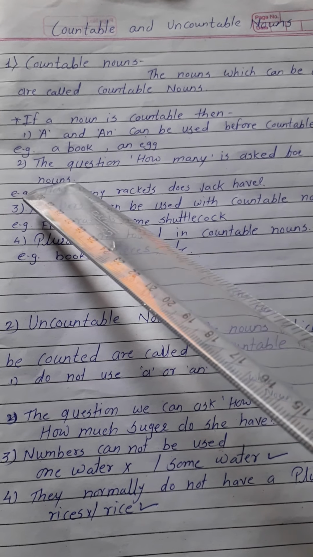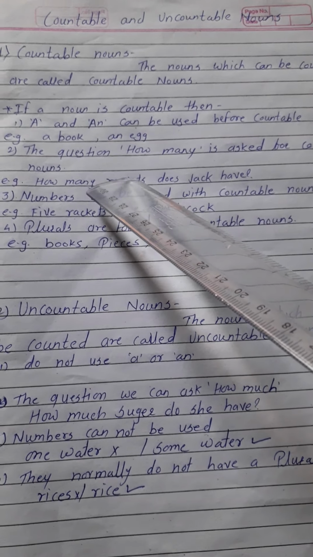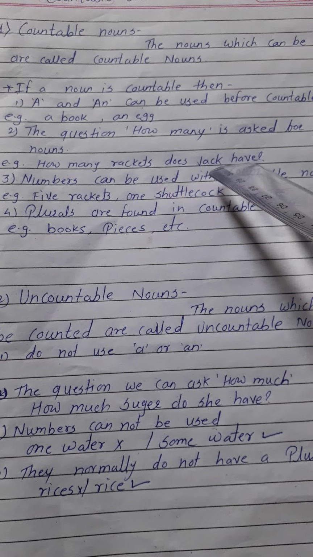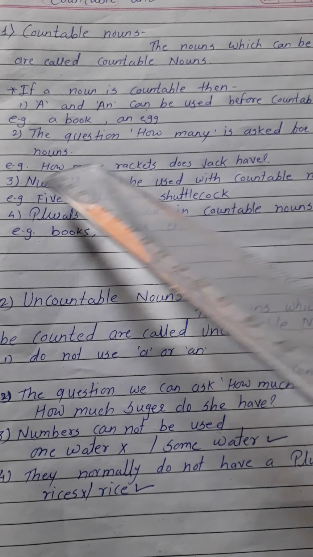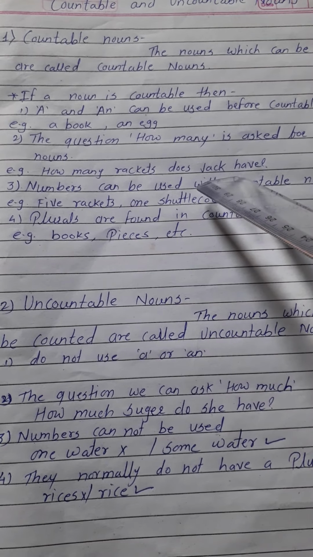Now the second rule: the question how many is asked for countable nouns. How many rackets does Jack have? We can count those rackets, so we can ask the question how many rackets does Jack have.